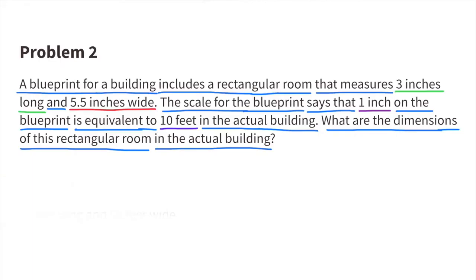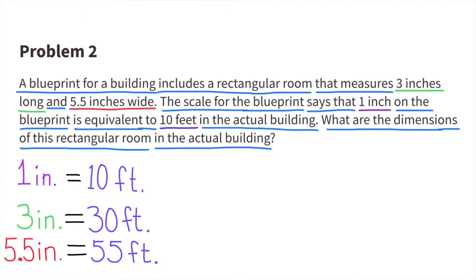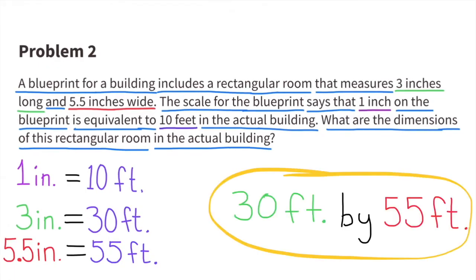Number 2. A blueprint for a building includes a rectangular room that measures 3 inches long and 5 5/10 inches wide. The scale for the blueprint says that 1 inch on the blueprint is equivalent to 10 feet in the actual building. What are the dimensions of this rectangular room in the actual building? 1 inch on the blueprint equals 10 feet in the actual building. 3 inches in the blueprint equals 30 feet in the actual building, and 5 5/10 inches equals 55 feet in the actual building. So the dimensions for the actual building are 30 feet by 55 feet.